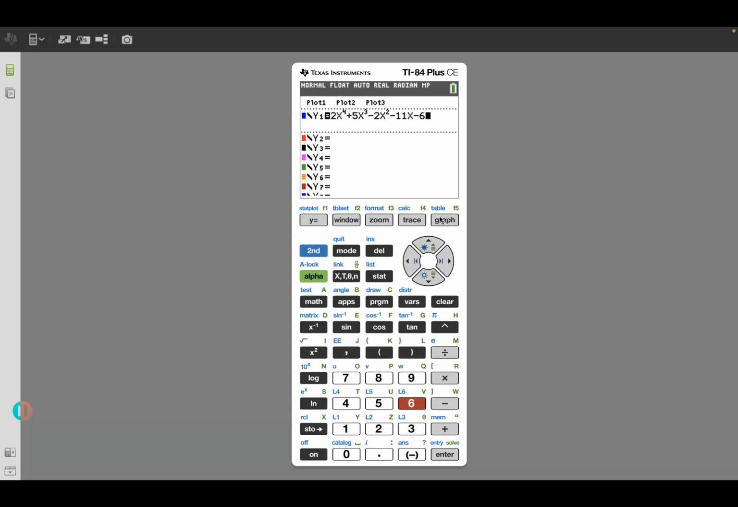I would prefer you to use your home screen. So we're going to need to quit. So second, quit, go back to your home screen. And from our home screen, we're going to use the function notation that allows us to substitute values into the function. So the first number we're going to try is going to be positive 1.